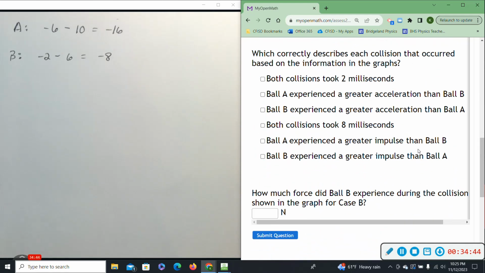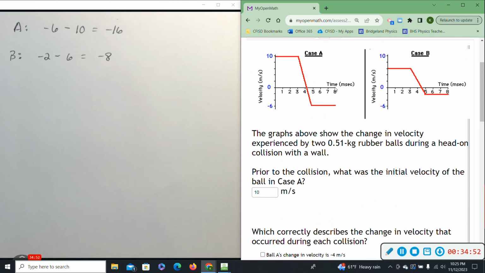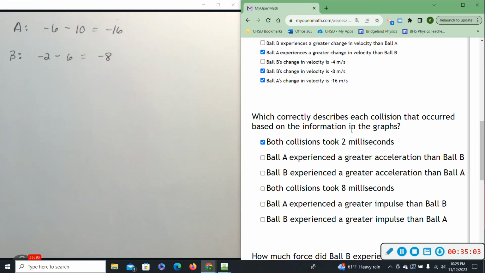Which correctly describes each collision that occurred based on the information in the graphs? Let's see, both collisions took 2 milliseconds. Let's look at the graphs. These times are in milliseconds, and it looks like this one started at 3 and ended at 5. Same thing here, 3 to 5. So they do actually both take 2 milliseconds.